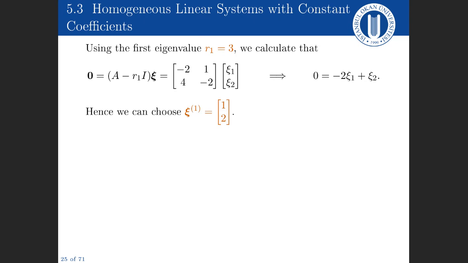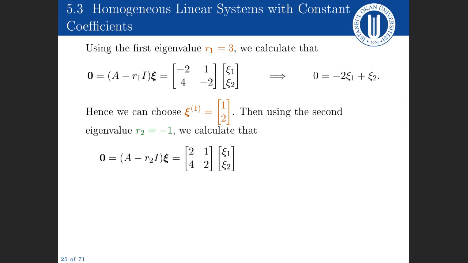We can choose any vector which satisfies this equation. I like simple numbers, so I'm going to choose 1 for xi 1, and then to satisfy the equation, the second number must be 2. I'm going to use the eigenvector 1, 2. But of course, there are many, many correct answers here.